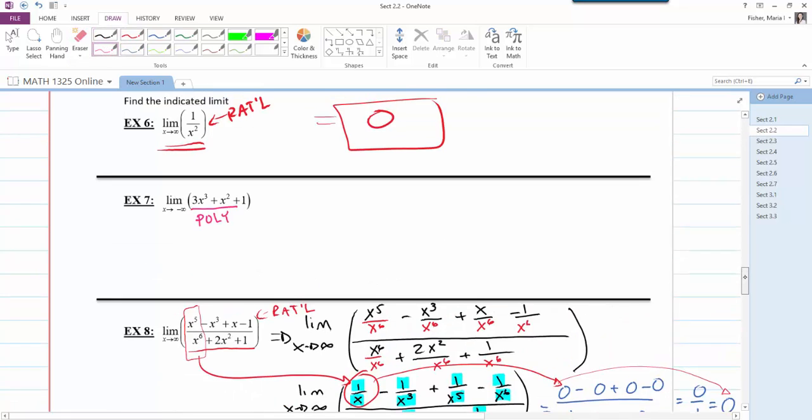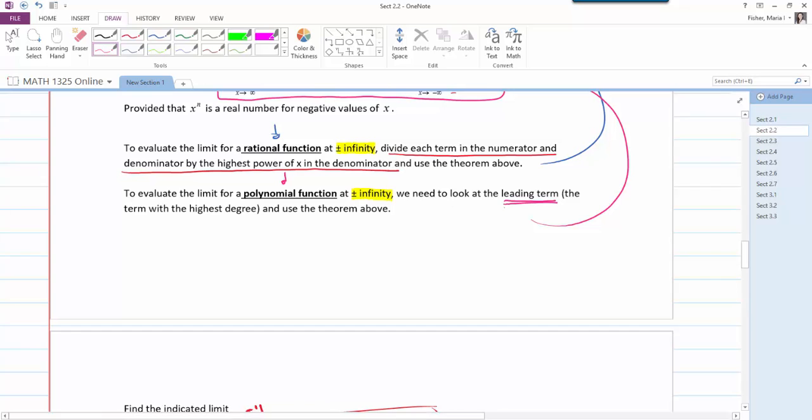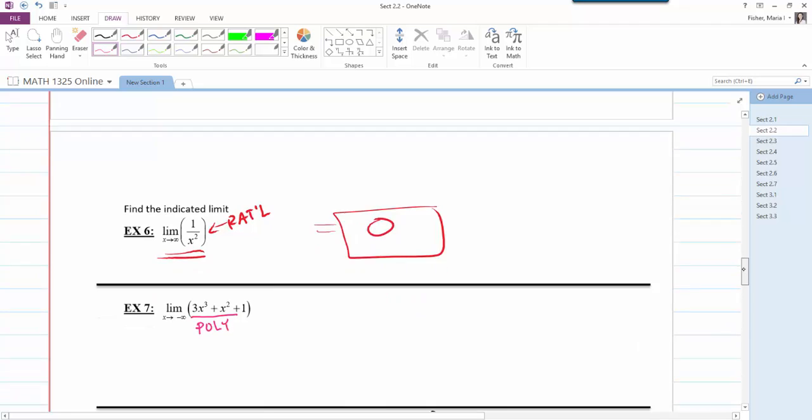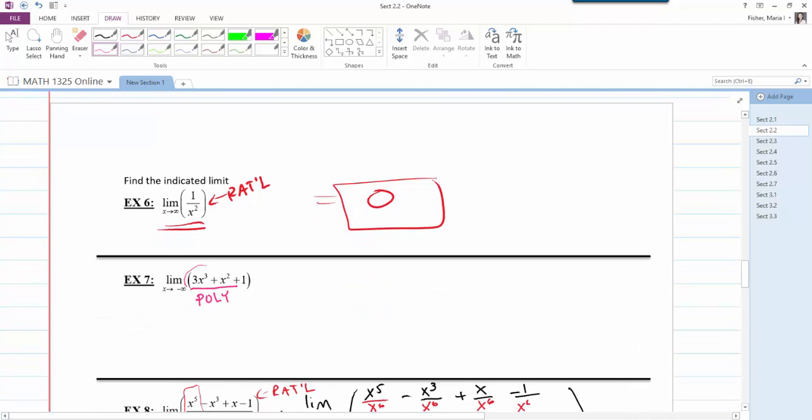So what do we do with polynomials? Well, what we need to do is we look for the leading term. That's the term with the highest degree, and then use the theorem above. All right, what's the term with the highest degree? Is 3x cubed. So really, we just care about what's the limit as x approaches negative infinity of 3x cubed. When you take a negative number and you cube it, negative times a negative times a negative, it stays as a negative infinity. When you multiply the number 3 by negative infinity, it's going to stay as negative infinity.